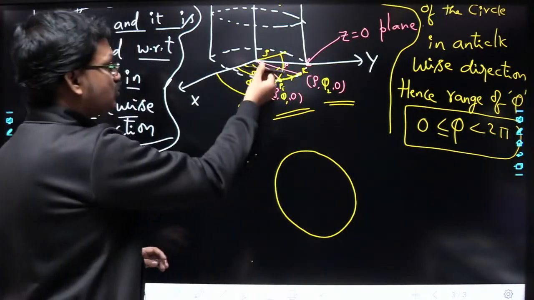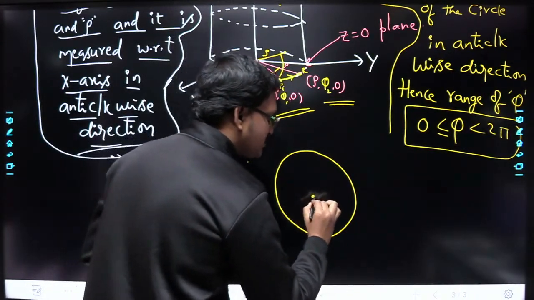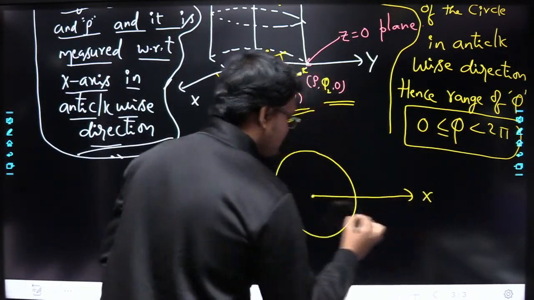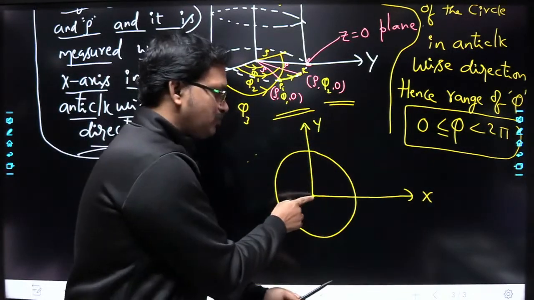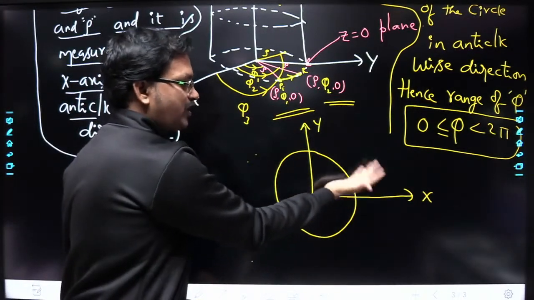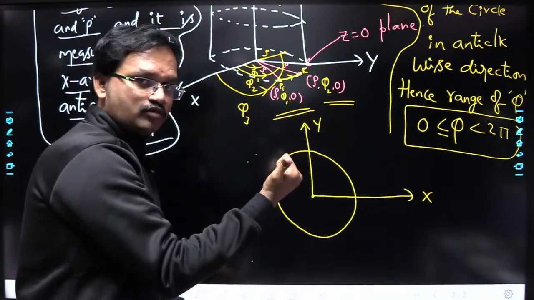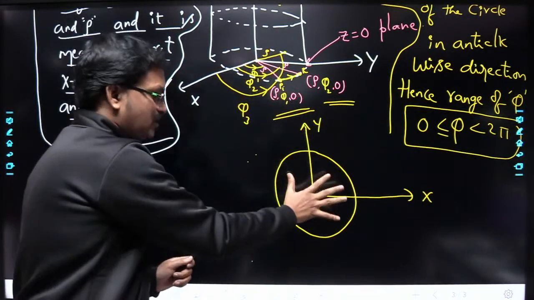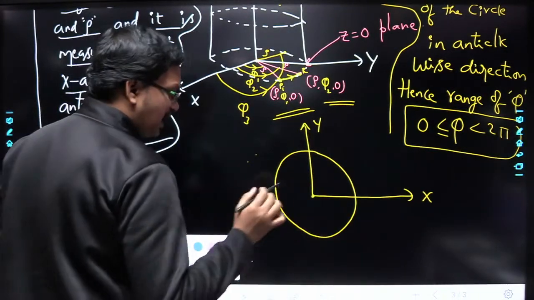Now here you have the x-axis and y-axis. I am considering the x-axis in this direction, so this is the x-axis and this is the y-axis. The z-axis will come out of the board. Always take care: if you curl your 4 fingers from x to y, the thumb points out of the board, so the positive z-axis comes out of the board. I am just considering this circle here.